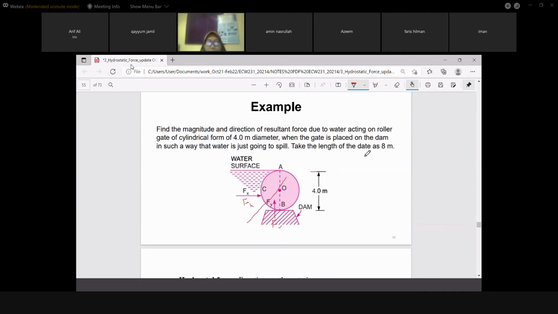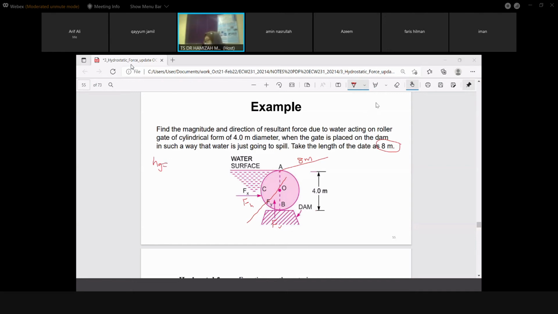Okay. The length ataupun width 8. So ketebalan dia to the wall is 8. What other information that you can get? That's all. Okay, so nak kira HG. The first step. Okay, what is the HG?